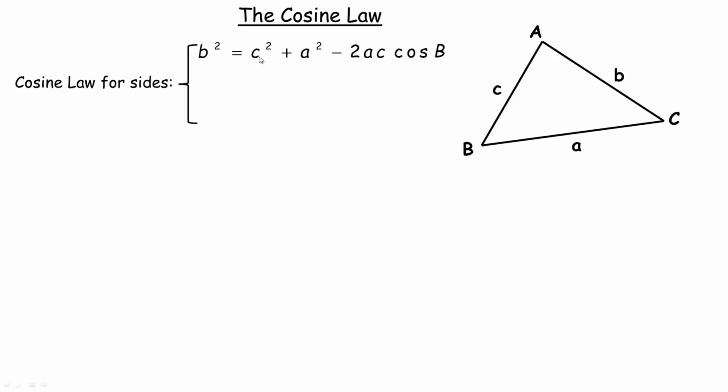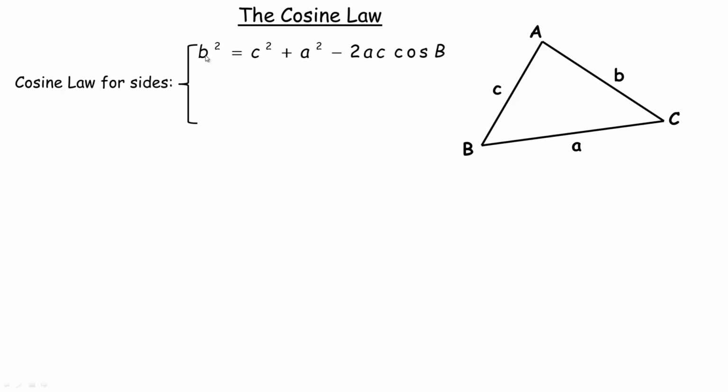So b squared equals c squared plus a squared minus 2ac times the cos of B. Looks like there's a little bit of a space here. I didn't want to have my c and the cosine too close to that c, and someone might think it's a c cos. So there's actually an implied multiplication right here.